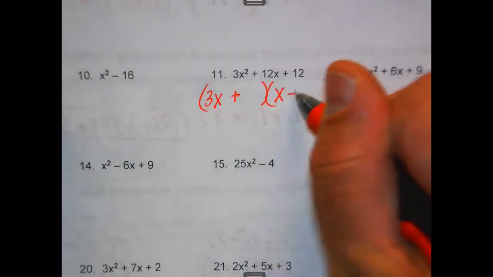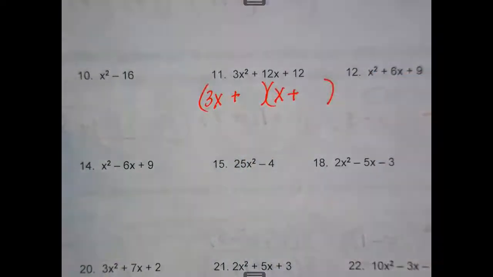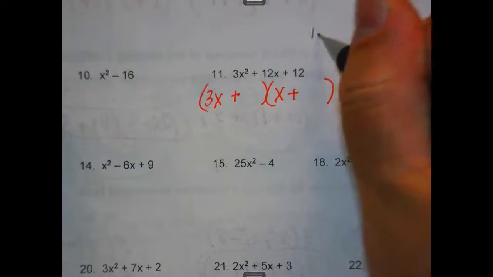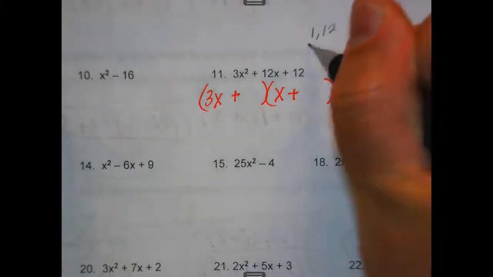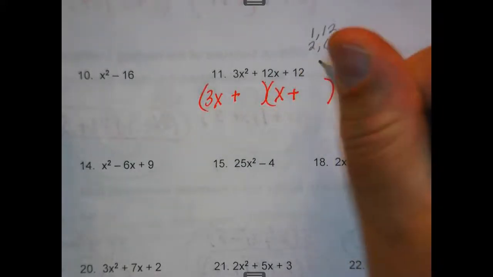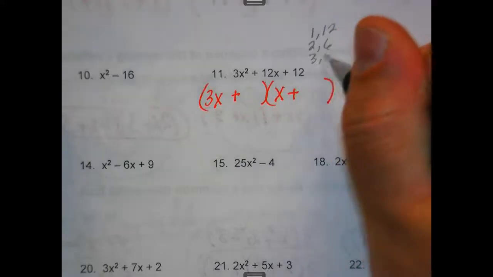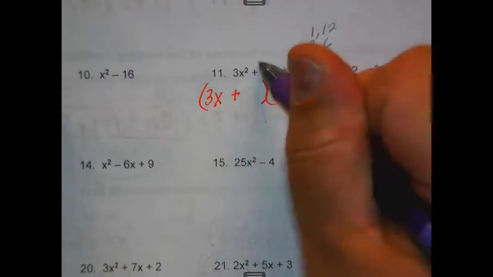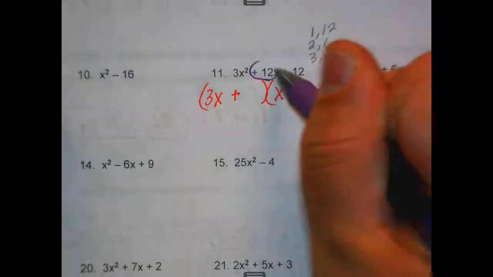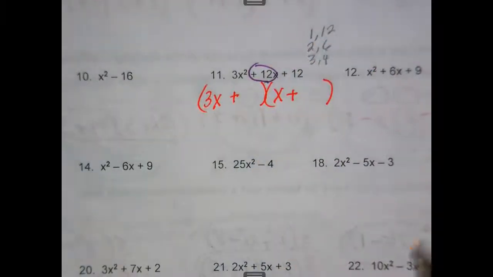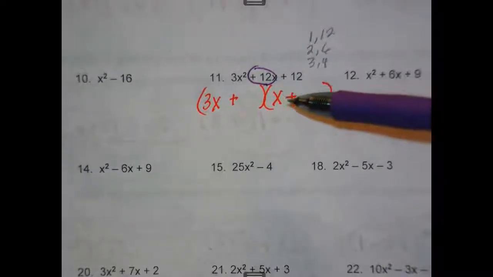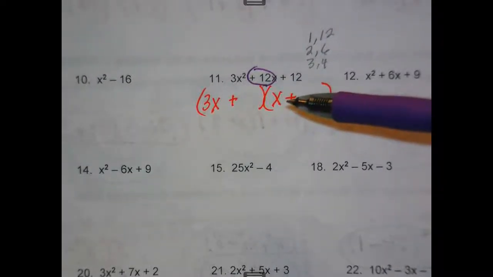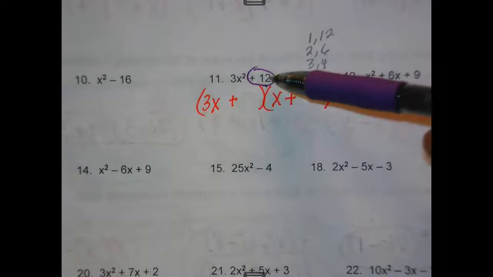Positive, positive. Good. Now the factors of 12. I have 12 and 1, 2 and 6, 3 and 4. They have to add up to a positive 12. Now be careful. We know they're going to add up to 12.